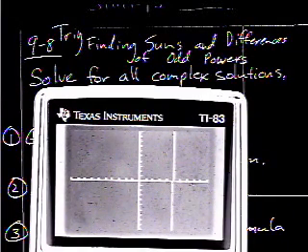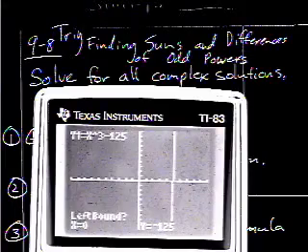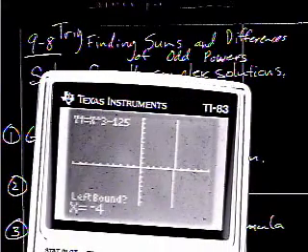Now I'm going to go ahead and calculate a 0, just like we've done before. Left bound looks like -4 would be a good left bound.